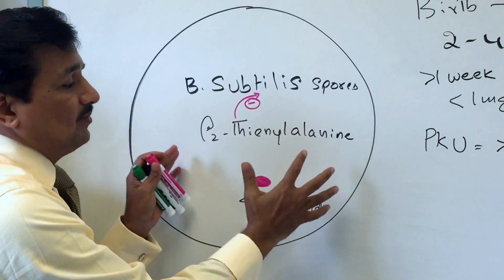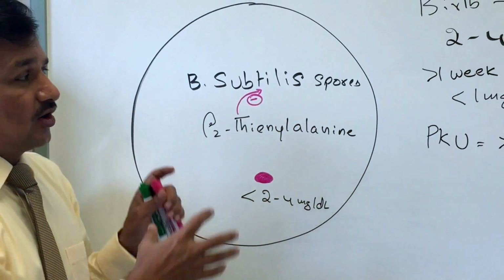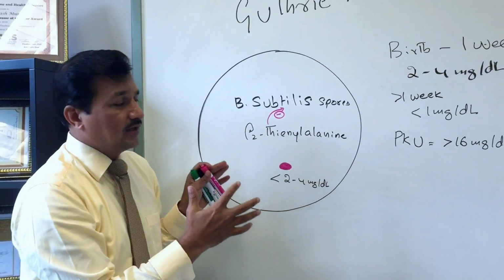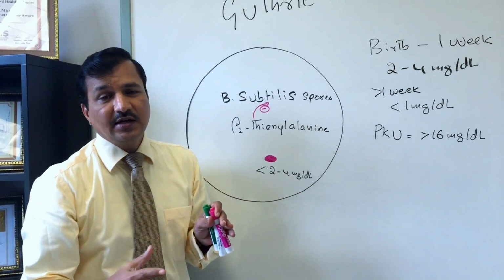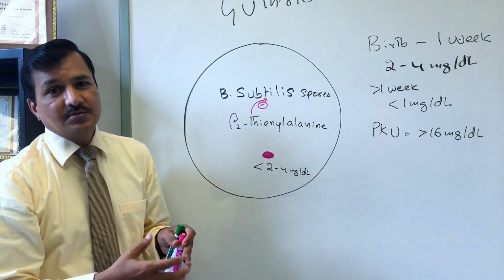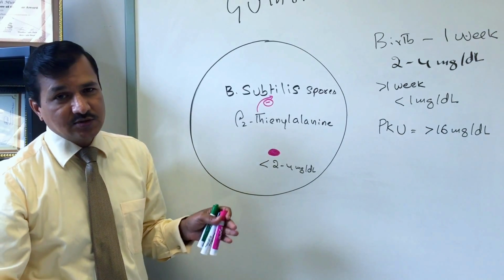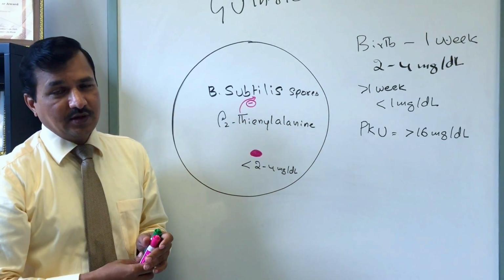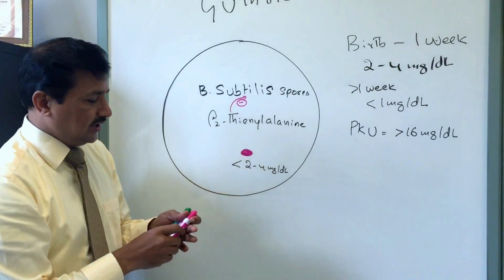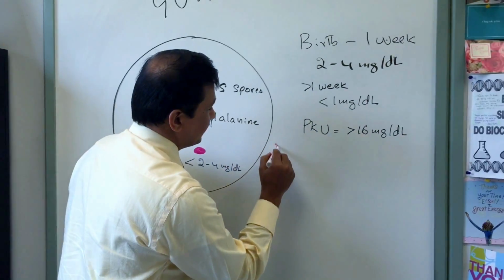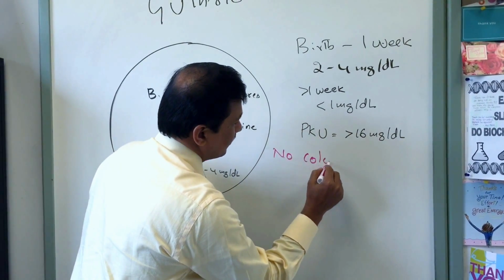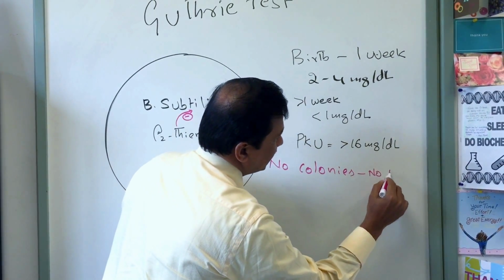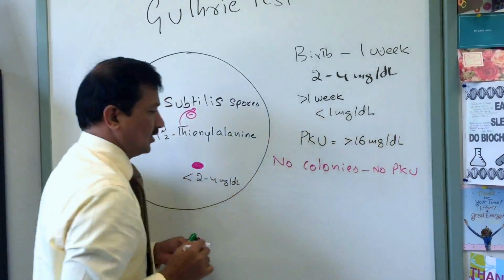That means the baby is normal. If you don't see colonies, it means the baby is fine. Phenylalanine concentration in the blood is fine and it is a normal baby, meaning the baby does not have phenylketonuria. No colonies means no phenylketonuria. That's as simple as that. No colonies, no PKU. Phenylketonuria is PKU.